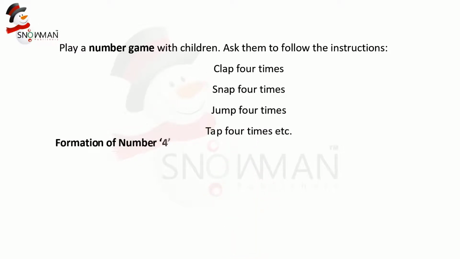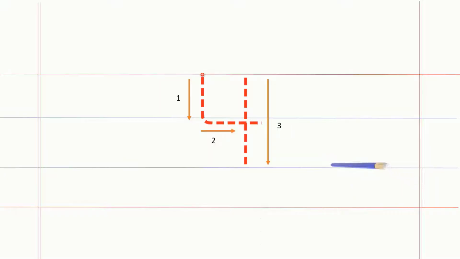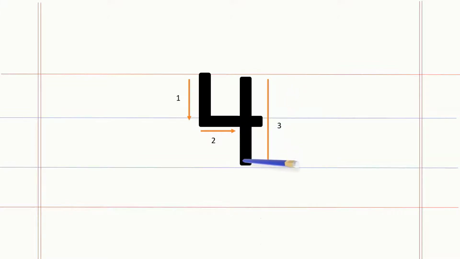Formation of number 4. Write number 4 on the board and give instructions. Start from the red point, draw a line down to the middle, then draw a straight line across, then go up to the top and do a straight line down.